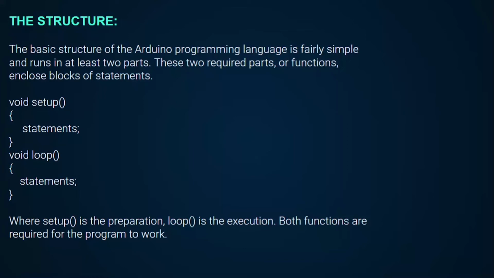The setup function is used only once during the code. And the loop function, as the name suggests, loops the statements written inside. So whatever you want to run once or initialize once, you write in the setup function. And whatever you want to run in a loop, you write there. To sum up, the setup function is for preparation, and the loop is for execution. Both functions are required for a program to work.